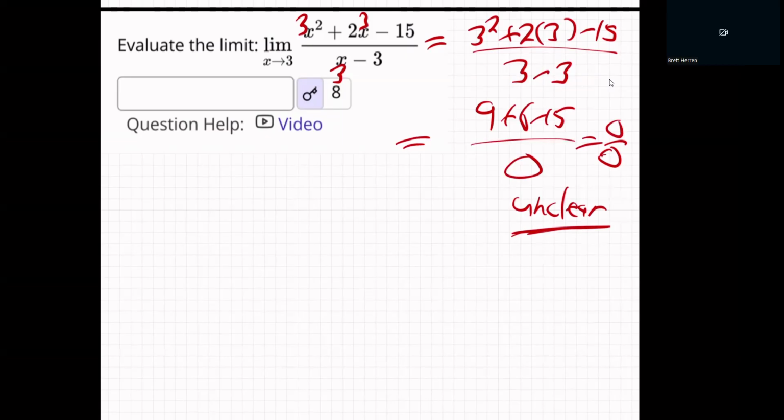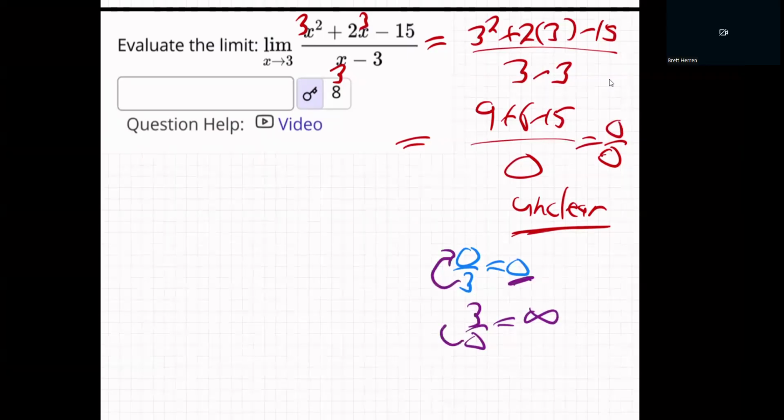If you have 0 in the top of a fraction only, like 0 over 3, that's just 0. But if you have 0 in the bottom of a fraction only, that's infinity, right? Because 3 goes into 0 zero times, 0 goes into 3 infinite times. So if you have 0 top and bottom, is it 0 or is it infinity? We just don't know. So that means you've got to try something else.